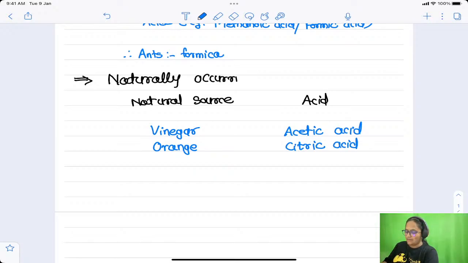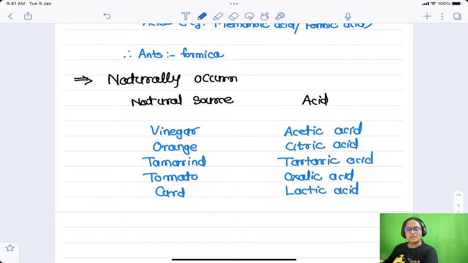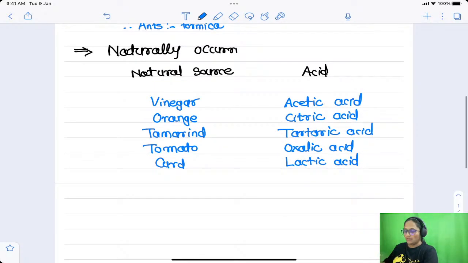Then next is tamarind. I have told you, in tamarind tartaric acid is present. T for tamarind, T for tartaric. You can remember it like this. Tamarind contains tartaric acid. Tomato contains oxalic acid. Then curd contains lactic acid. The name of the sugar present in the milk is lactose. Therefore the acid present in curd is lactic acid, because curd is obtained from milk.